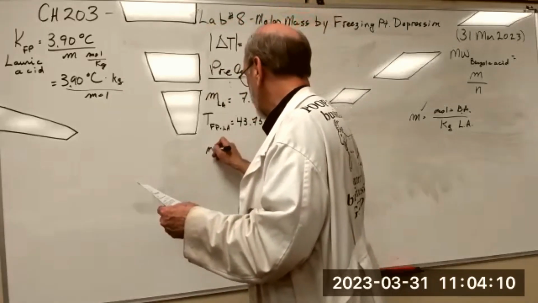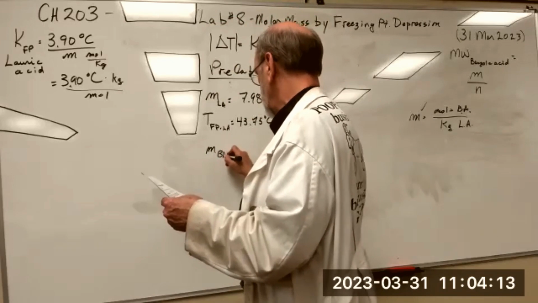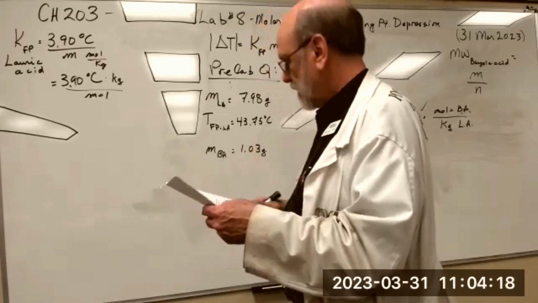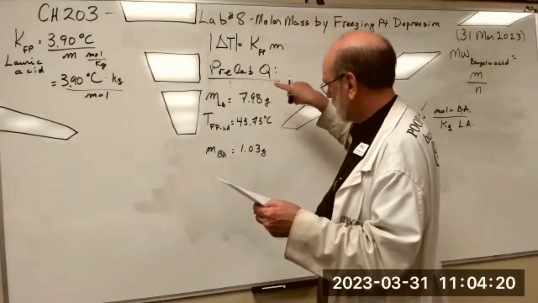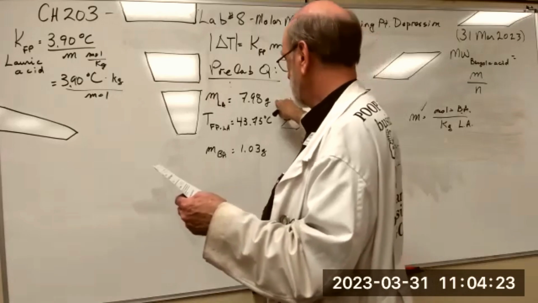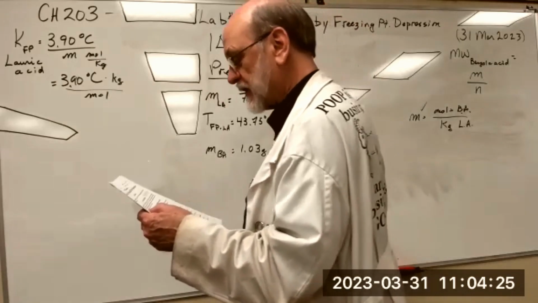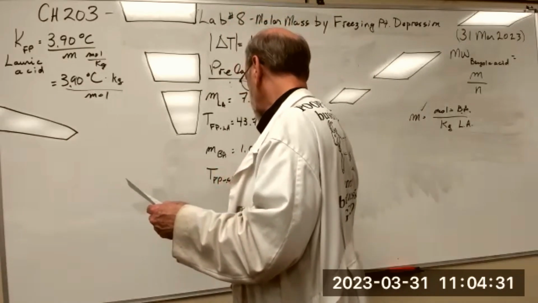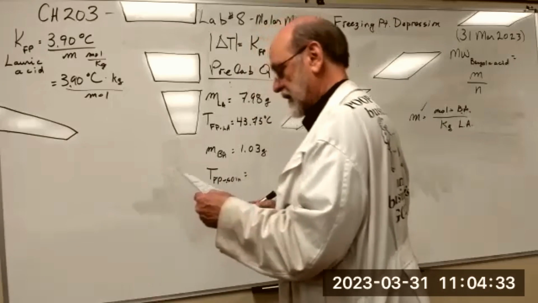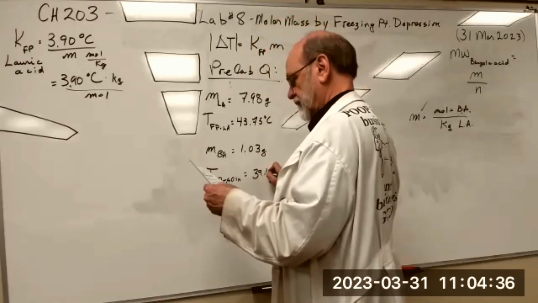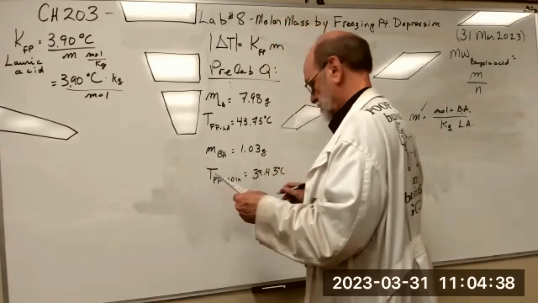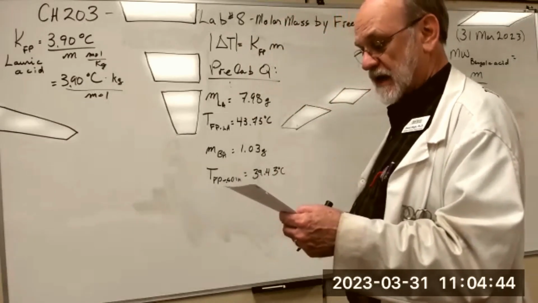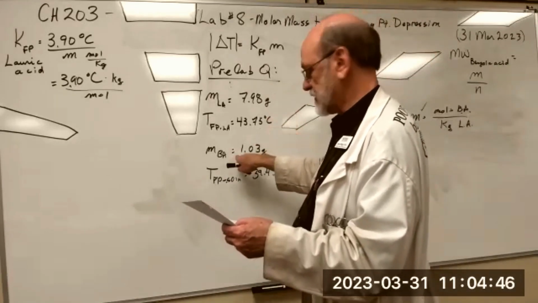The mass of benzoic acid equals 1.03 grams. When you put those grams into that lauric acid, then the freezing point changes. The freezing point temperature of the solution now is 39.43 degrees C. Calculate the molar mass of the solute, which is benzoic acid.